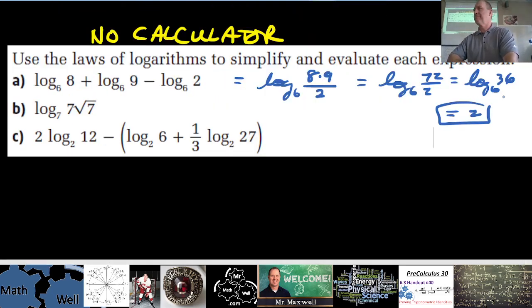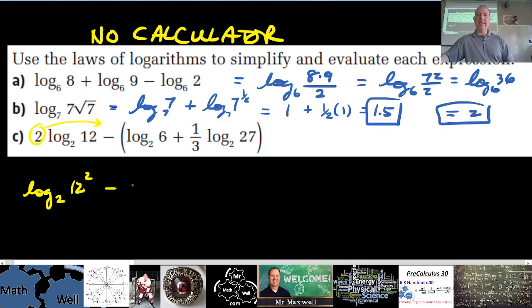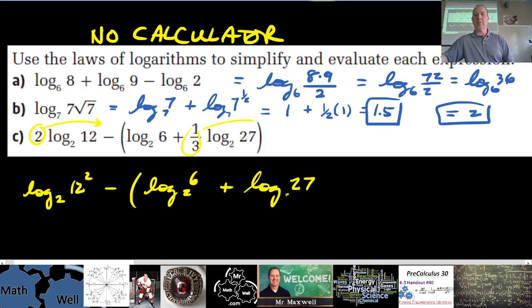Okay, answer to A. Get that? All right, 1.5 for B. Now C, okay. C looks a little scarier. All right, let's focus on the brackets first. Actually, I could probably undo this power rule here. So this is actually log of 12 squared, base 2. Minus, what's going on in here? This is log of 6 base 2 plus, I'm going to write this exponent up there, log of 27 to the power 1/3, or cube root, right?